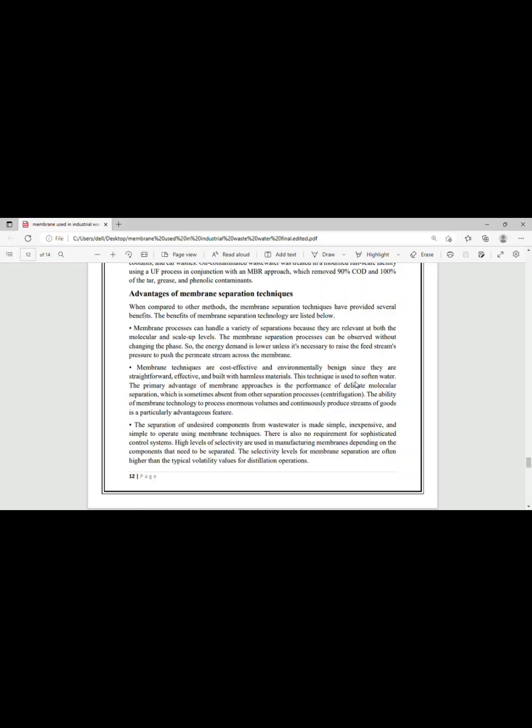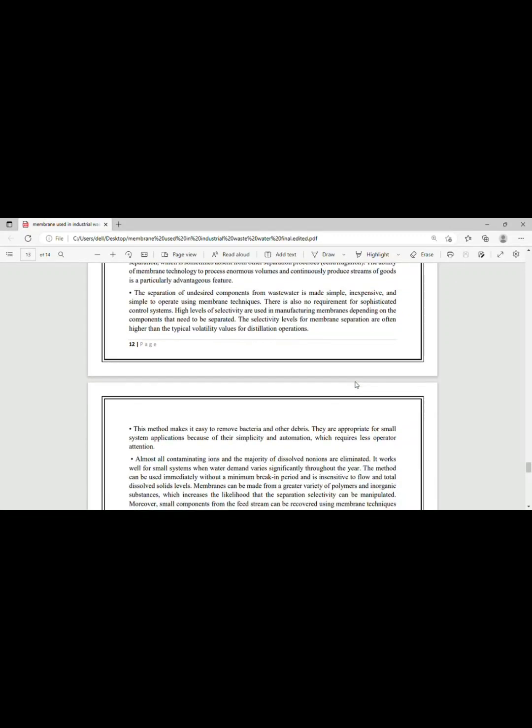The energy demand is lower unless it is necessary to raise the feed stream's pressure to push the permeate stream across the membrane. The separation of undesired components from the wastewater is made simple, inexpensive, and easy to operate using the membrane techniques. Membrane techniques are cost-effective and environmentally benign since they are straightforward, effective, and built with harmless materials.